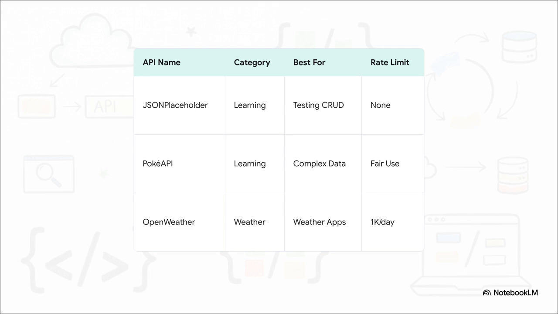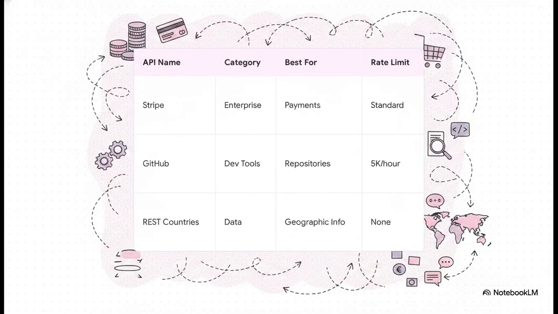Or say you want to build a live app pulling real-time forecasts for anywhere on Earth, you can use OpenWeather's really generous daily limits. But what if you're ready for enterprise scale? Well, Stripe handles massive global payments processing absolutely seamlessly. Meanwhile, GitHub has an API that lets you programmatically control your developer workflows, repositories, and pull requests.